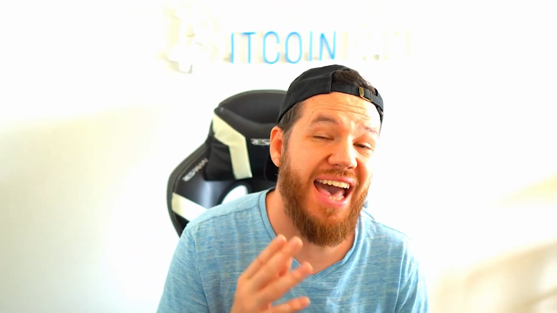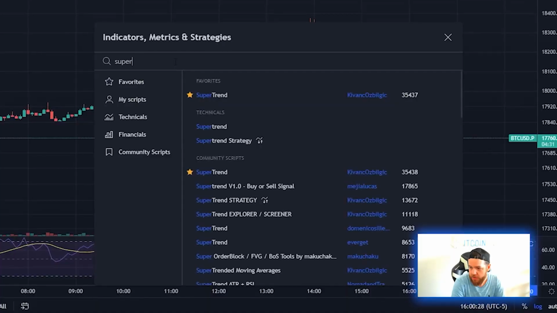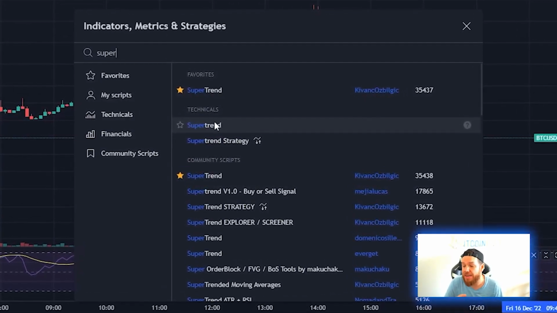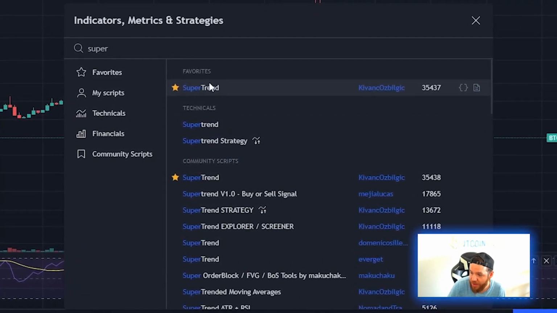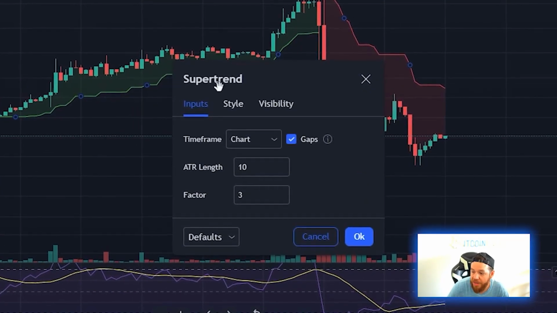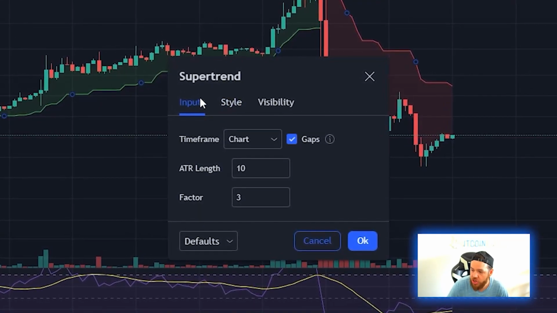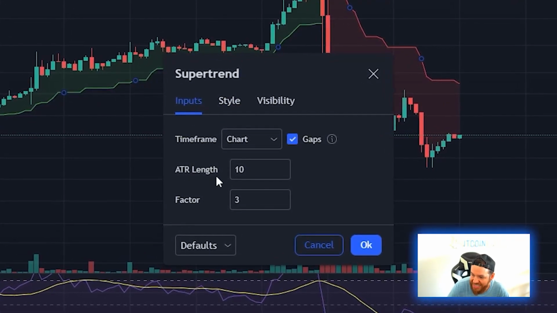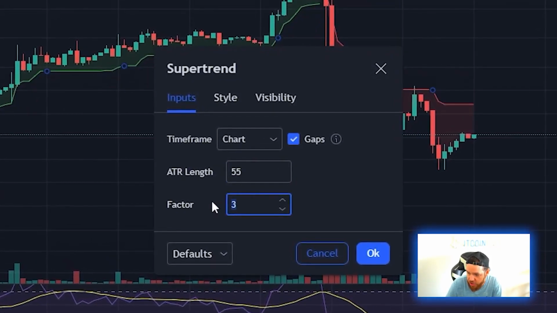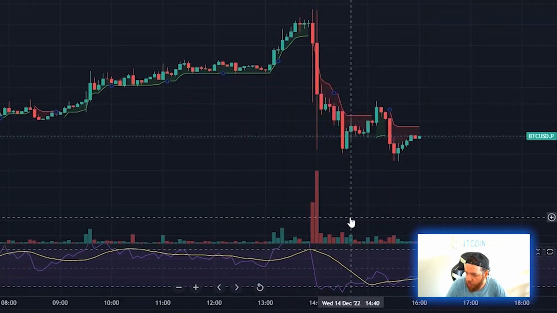All right, so let's talk about the indicators. This strategy is actually very simple to do. You're using regular candlesticks and you're just going to add 2 indicators to your chart. We're going to start off with Super Trend, but we're going to add the one that's actually created by TradingView, not the one that we usually have used in these videos. So just go ahead and click on that. We're going to open up the Super Trend, and the only thing we're going to change is in inputs. We're going to change ATR length from 10 to 55, and the factor from 3 to 2, and then hit OK.